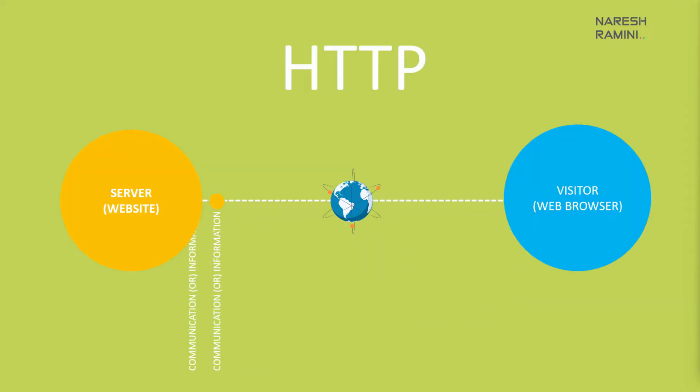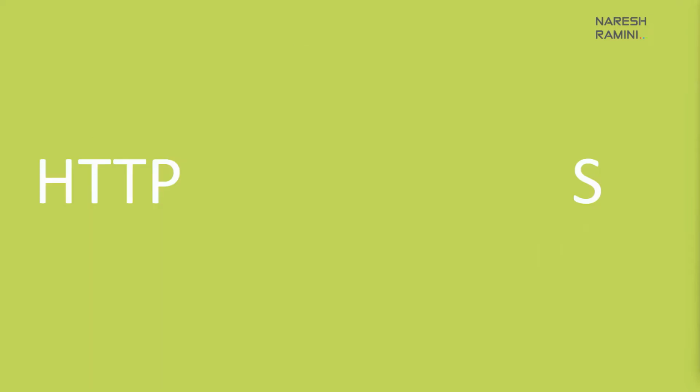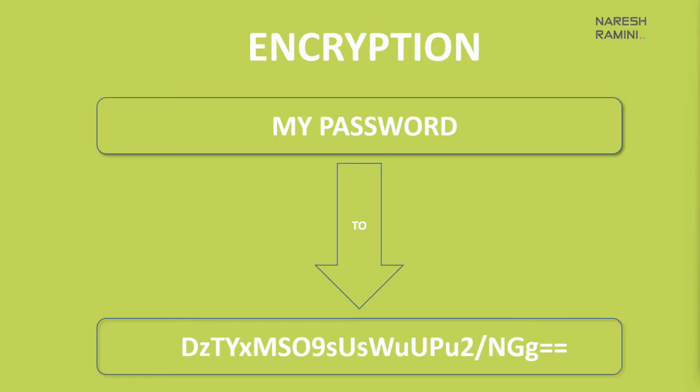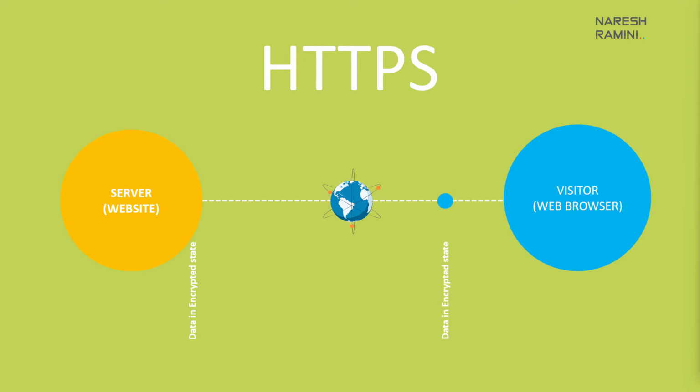HTTP is the protocol designed for communication between the visitor's web browser and web server. HTTPS is just a secure version of HTTP. The S at the end of HTTP stands for secure, meaning secured through an SSL certificate. SSL secures data through encryption. That means any communication or information in transit between the visitor's web browser and web server is encrypted.